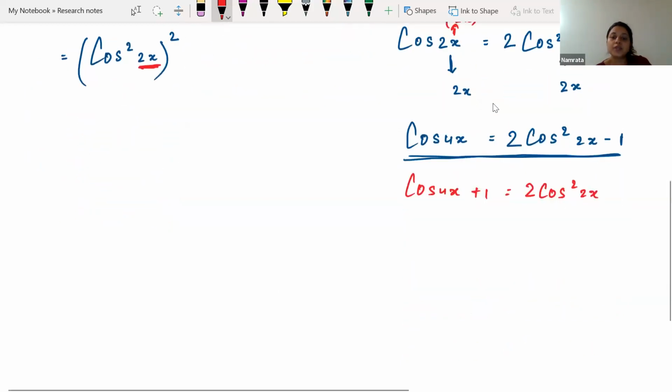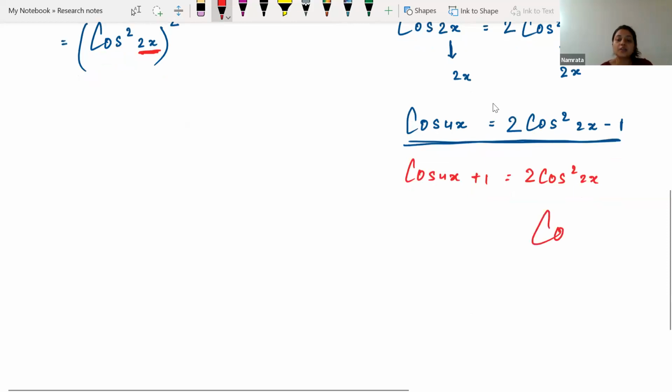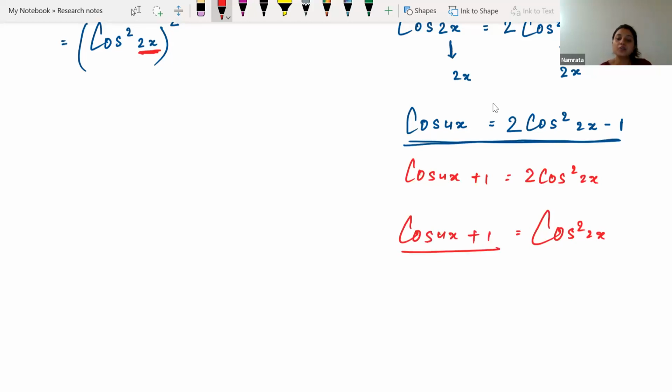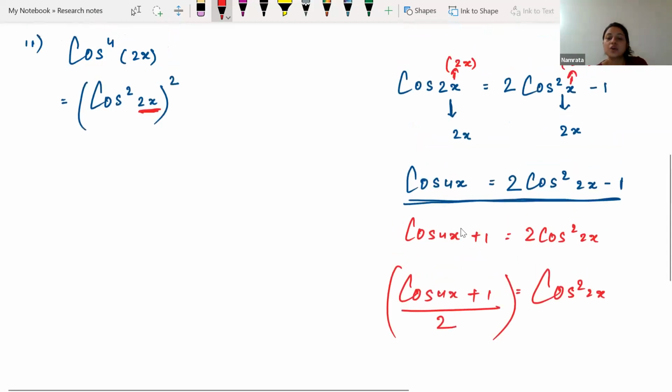And here we will be having cos square 2x is equals to cos 4x plus 1 by 2. Can you see it? Cos square 2x is equals to what? I am going to replace that cos square 2x with this one, that is cos 4x plus 1 by 2. From where did it come? It just came from the normal formula, that is cos 2x is equals to 2 cos square x minus 1. At the place of x, we have taken 2x.